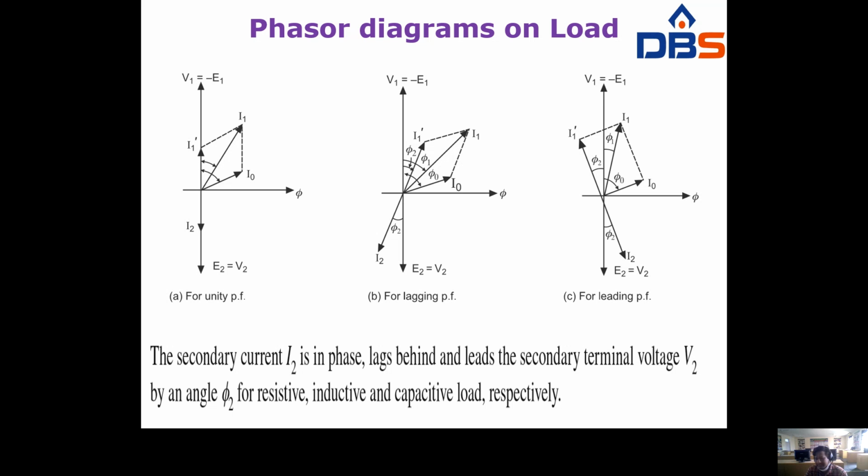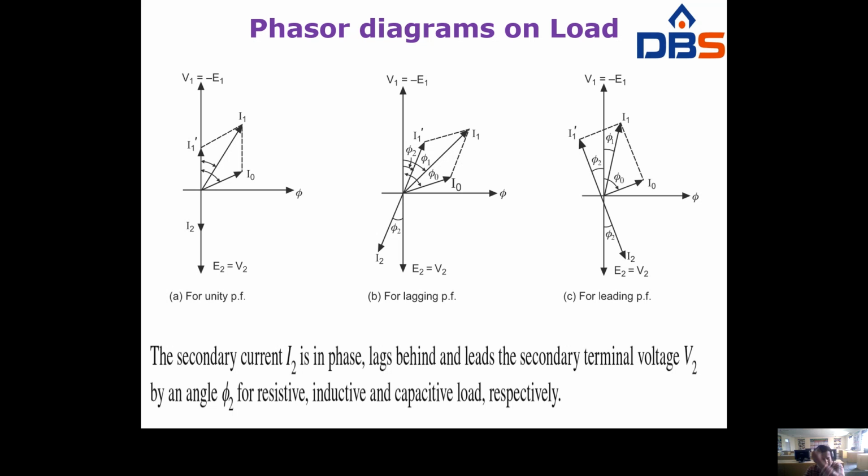Now coming to the leading, capacitive load. Current is leading voltage E2 by some angle phi 2 here. As usual, leakage current I1 dash is always opposite to that of I2. You have to draw a phasor that is exactly opposite to that of I2. Now the vector sum of I1 dash and I0 is nothing but I1.